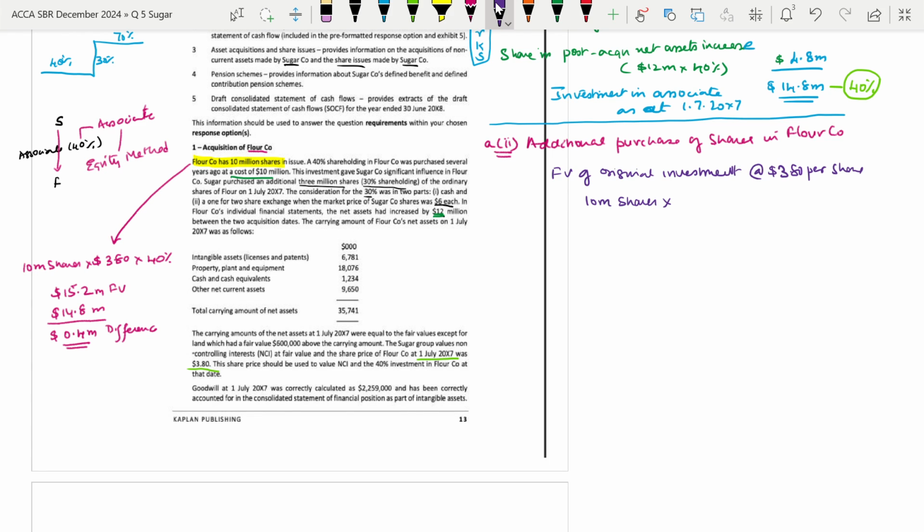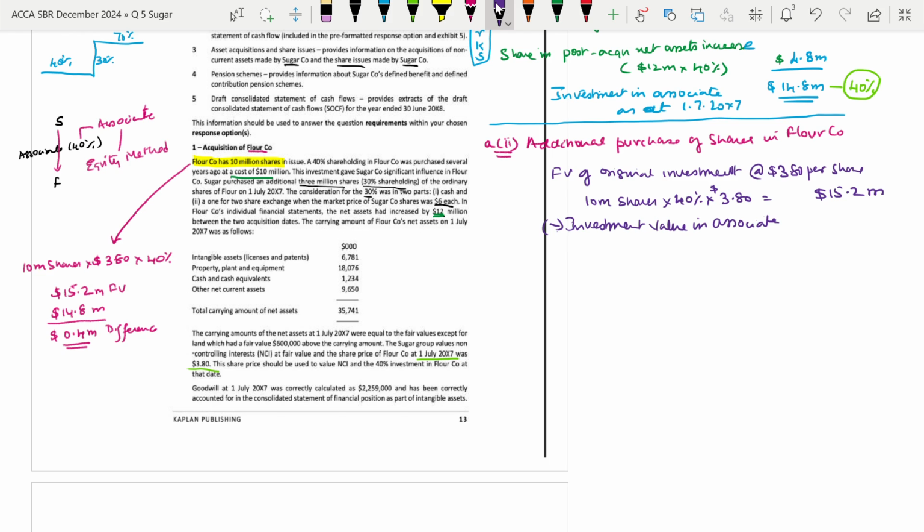Floor has 10 million shares in total. Of these, they have taken 40%, and the value is $3.8. It comes to 15.2 million. Minus investment in associate. From where are we getting this value?